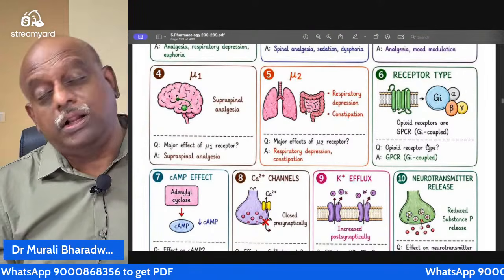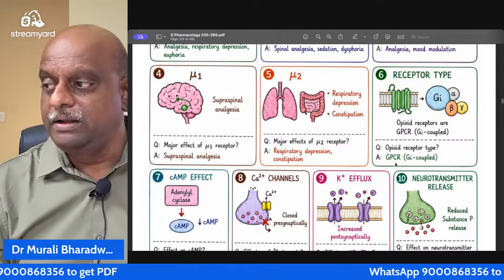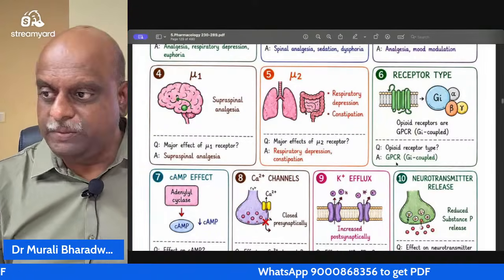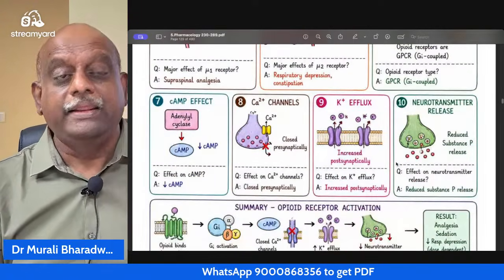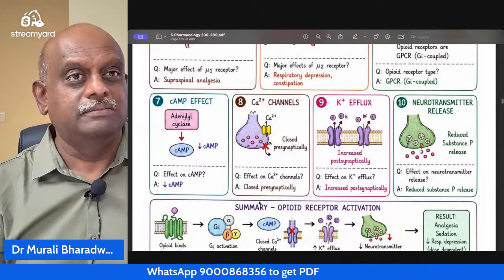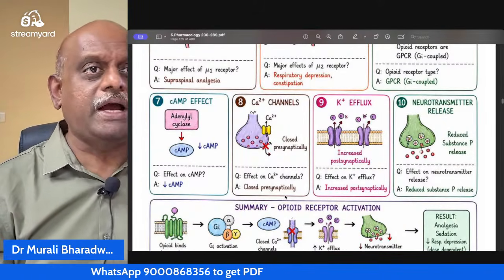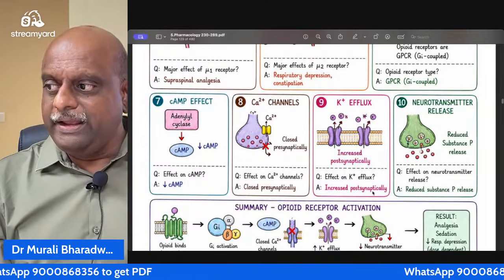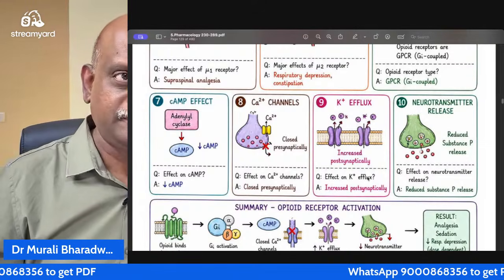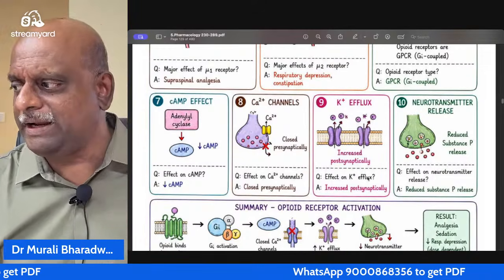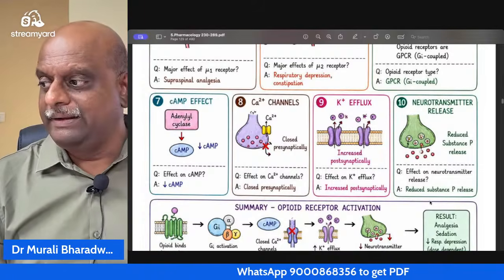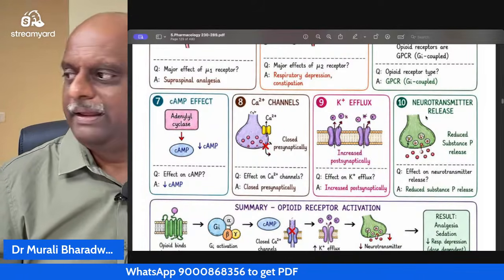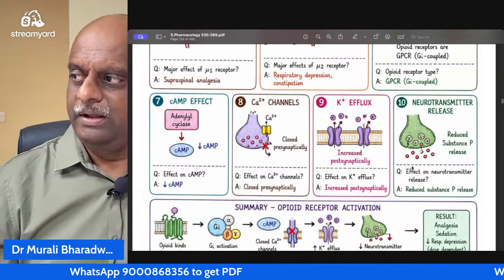So, all the opioid receptors are Gi-coupled GPCR. They decrease cyclic AMP. They close the calcium channels presynaptically. And they increase K plus efflux postsynaptically. And they reduce the release of substance P, is what we need to remember.